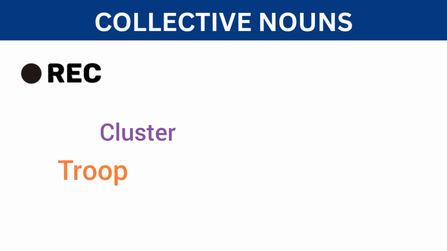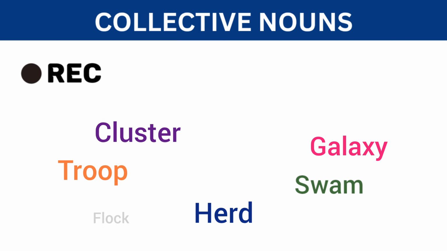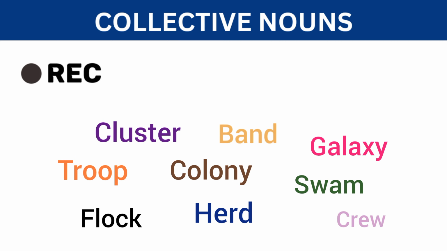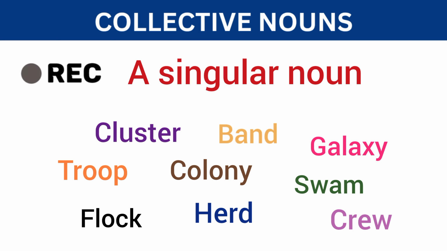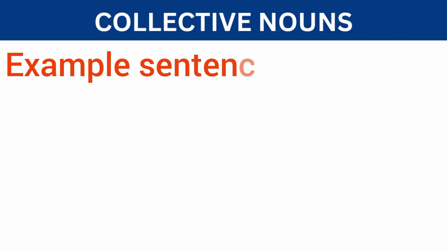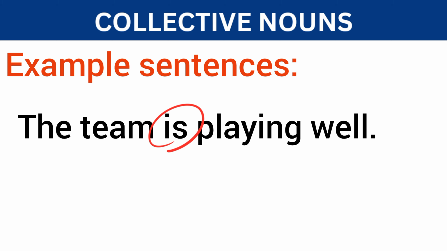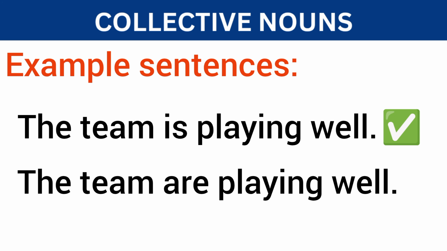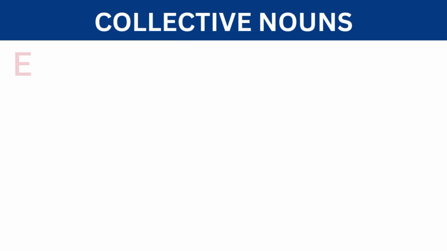Even though a collective noun refers to more than one thing, it is usually treated as a singular noun in a sentence. Let's see some example sentences. The team is playing well. We don't say the team are playing well. When referring to a single unit, we say the team is playing well. We treat team as one unit, so we use is.